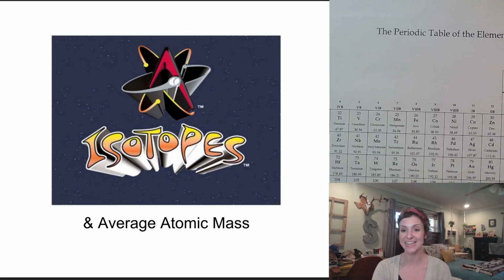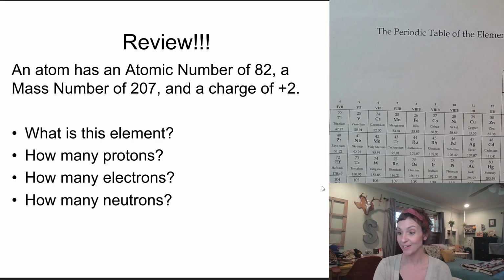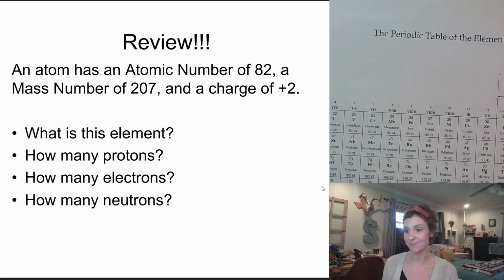So before we get into the notes handout today, I thought we could do a little bit of a review. So for our review today, it says an atom has an atomic number of 82, a mass number of 207, and a charge of positive 2. So we're going to ask ourselves first, what is this element?